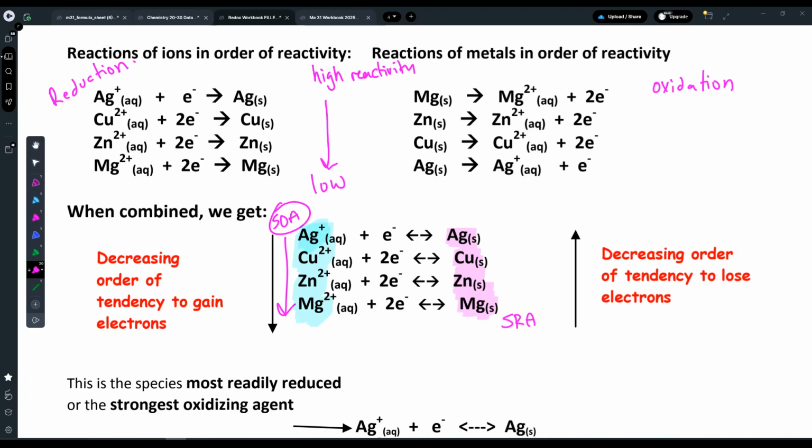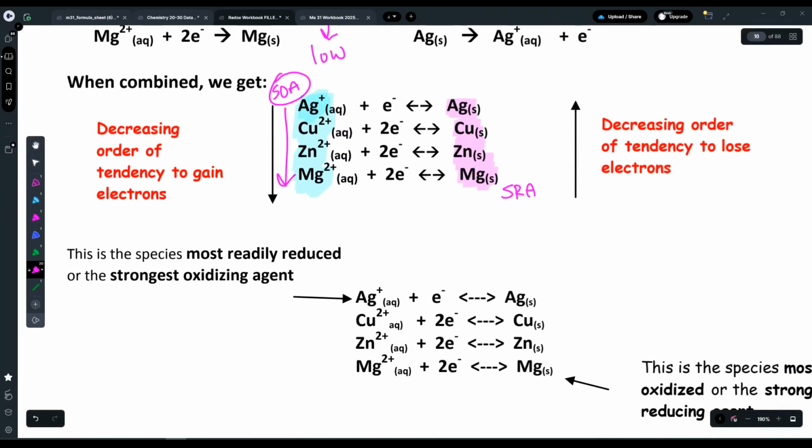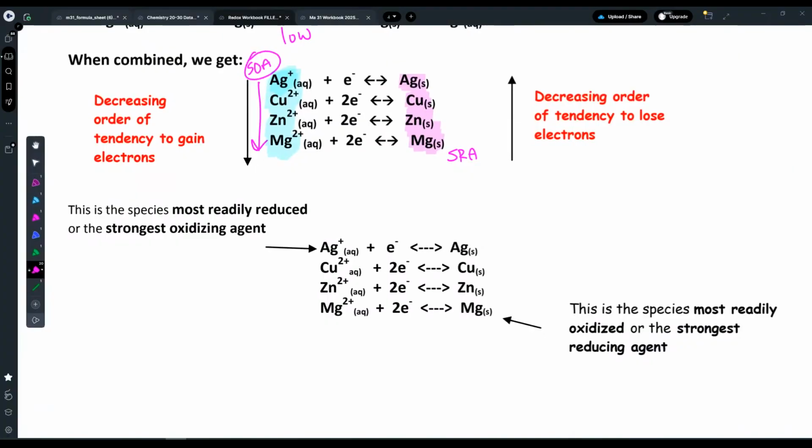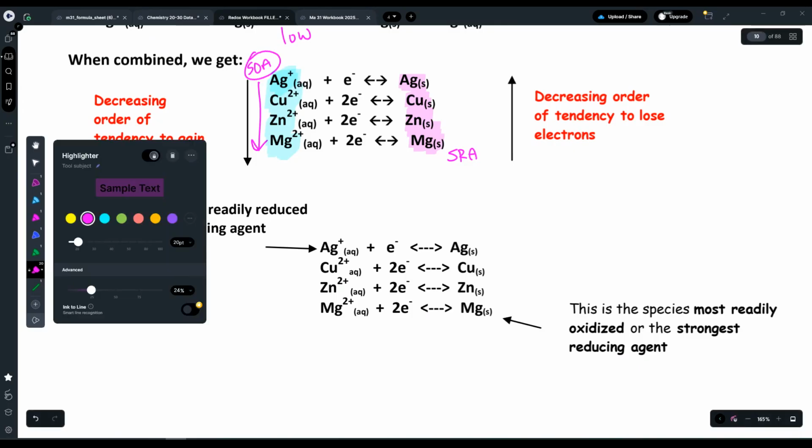The reducing agents decrease in order of tendency to lose electrons, whereas the oxidizing agents, going from top to bottom, decrease in order of tendency to gain electrons. Your strongest oxidizing agent is most readily reduced, and your strongest reducing agent is most readily oxidized. So that's what you should know about your strongest oxidizing agent and your strongest reducing agent. This is what we mean here.